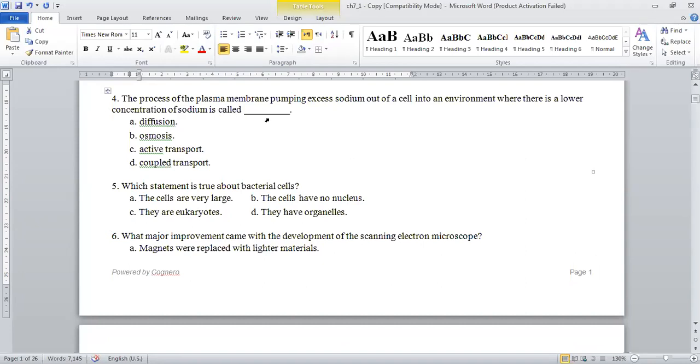I think it is A or D. Wait, remember, Muhammad, the last part here is a process of plasma membrane pumping excess sodium. We talk about things that the plasma membrane can pump, ions from outside to inside or from inside to outside. He is pumping excess sodium out of a cell into an environment where there is a lower concentration of sodium. It's called... I think diffusion.